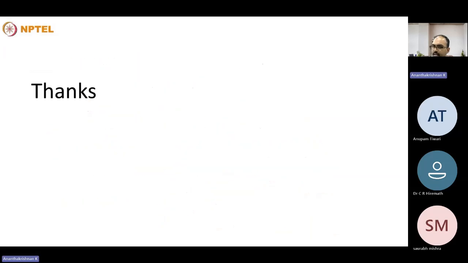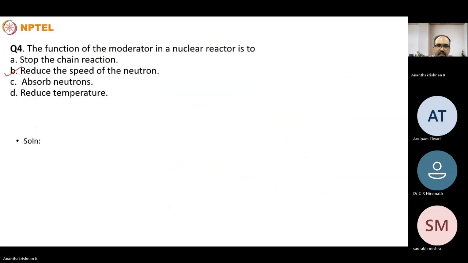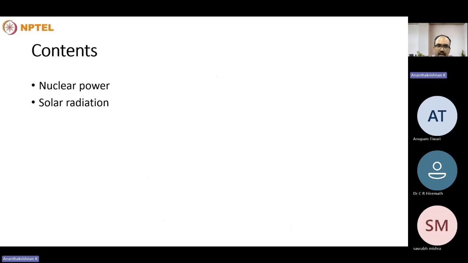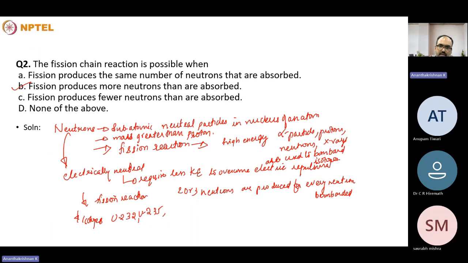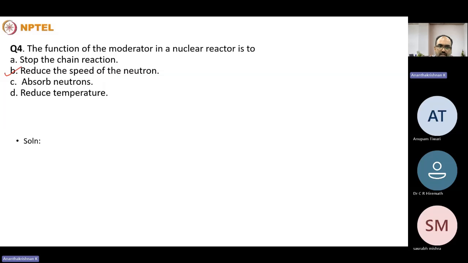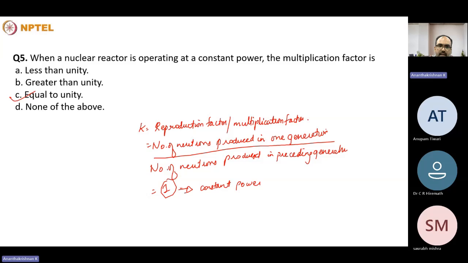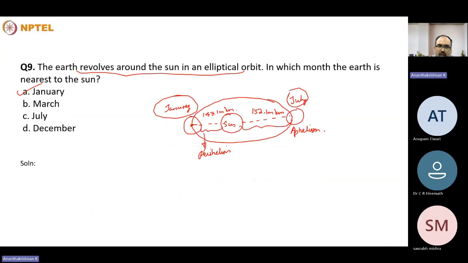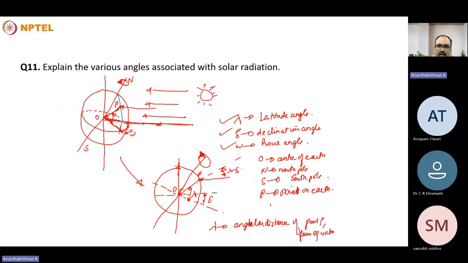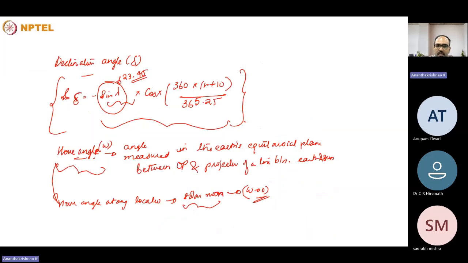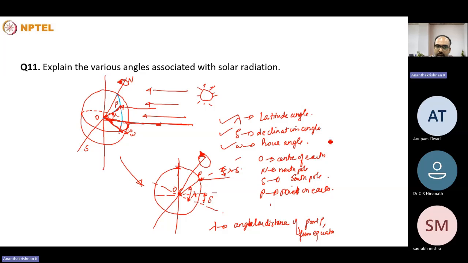That finishes the session for today. Here we have seen a few multiple choice questions based on nuclear radiations, nuclear power, and one numerical as well, and a couple of multiple choice questions and one explanation video on the solar angles with respect to the solar radiation. So in the solar angles, we have discussed latitude angle, declination angle, and hour angle.